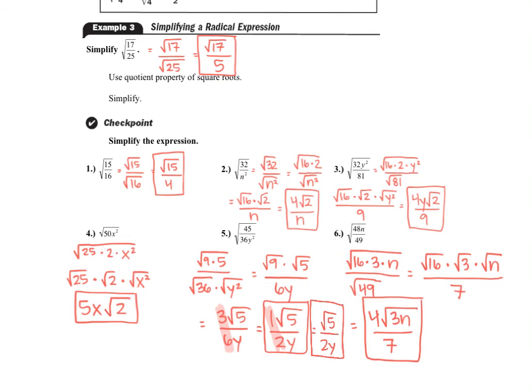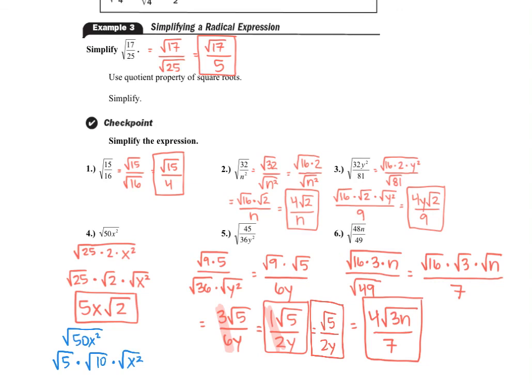All right, the last thing I want to point out to you before we wrap up today is let's look at number 4, just because that was a little bit of a simpler one. We just had the square root of 50x squared. Now sometimes people ask, well, could I split this into the square root of 5 times the square root of 10 times the square root of x squared? Okay, well, mathematically, that's fine. Obviously, 5 times 10 is 50.